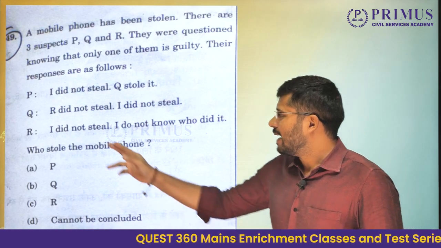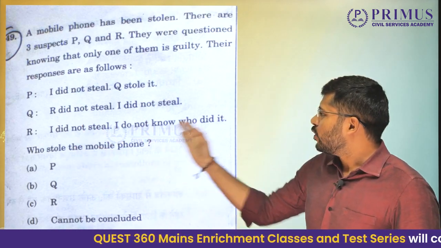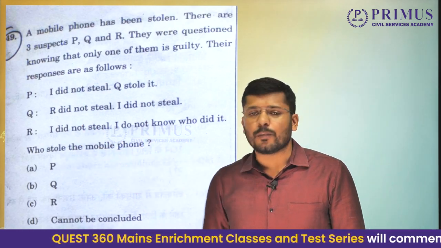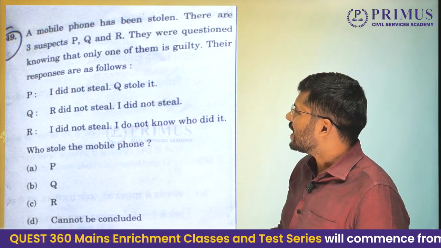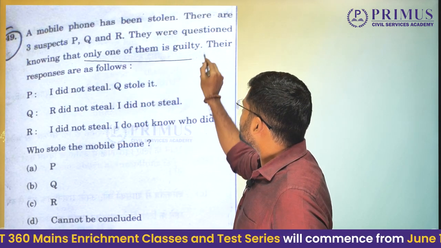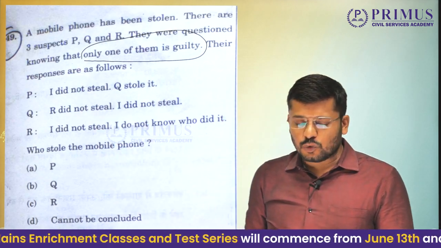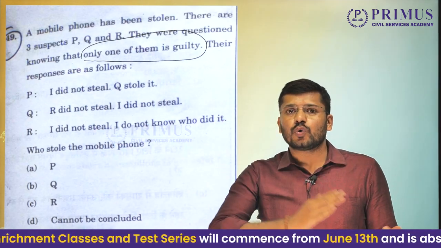I did not steal it. And R says, I did not steal it, I do not know who did it. Who stole the mobile phone? The question tells us that only one of them is guilty. So this question is based on the logic of truth and false.